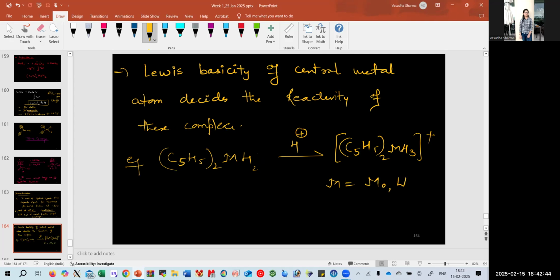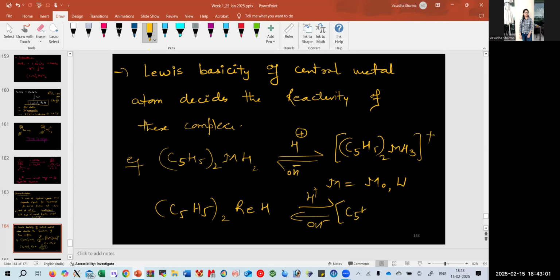If I am taking rhenium, if you're giving a base source, it would take up the proton, and here it would end up forming (C5H5)2ReH2 positive. So depending upon that, the protonation happens a bit faster, depending on how the Lewis basicity is.